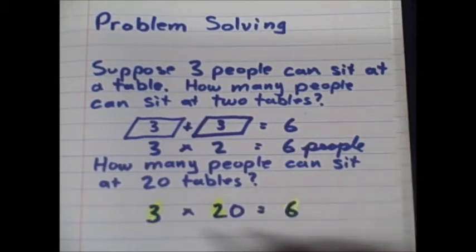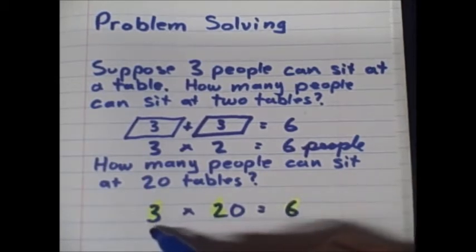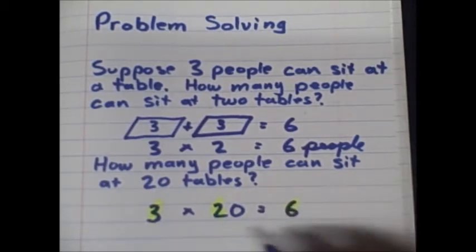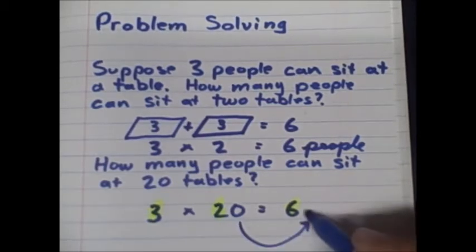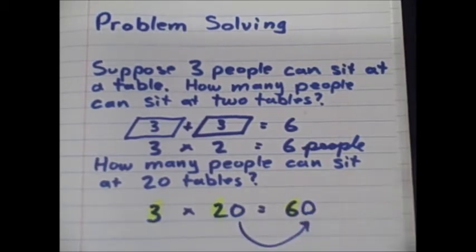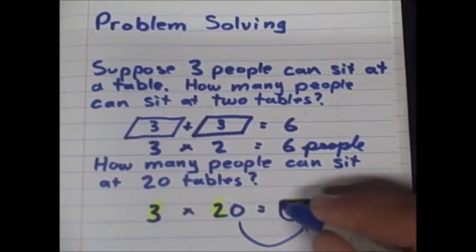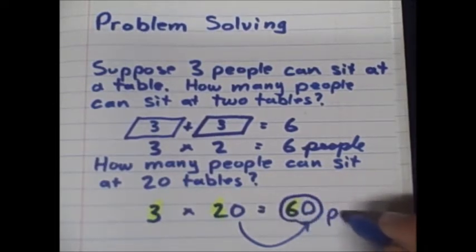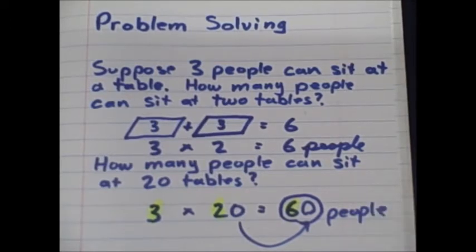But we're not talking about 3 groups of 2. We have 3 groups of 20. So that 0 gets brought over. And if we had 20 tables, each table with 3 people, that would be a total of 60 people being able to sit at the 20 tables.